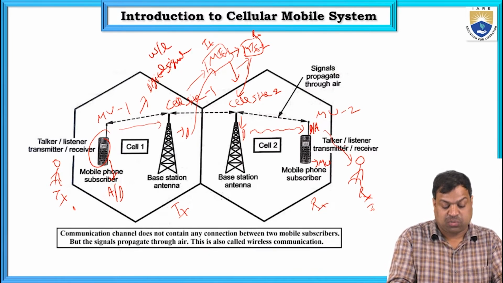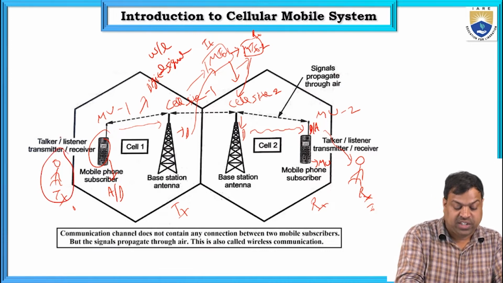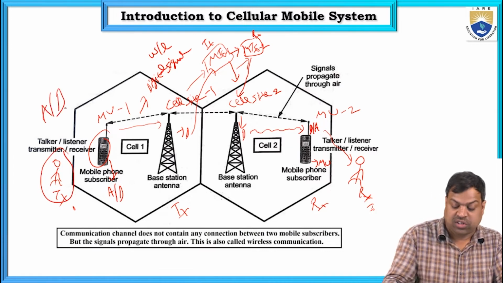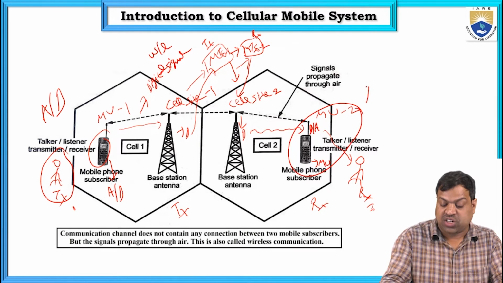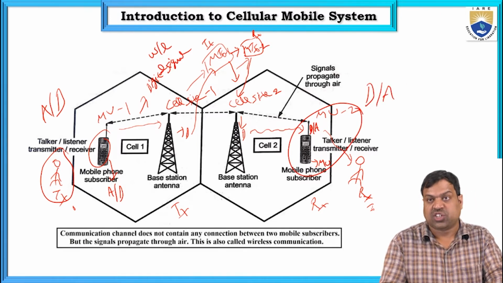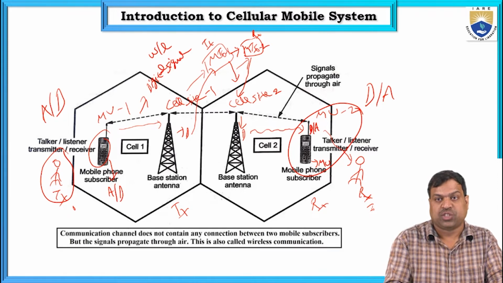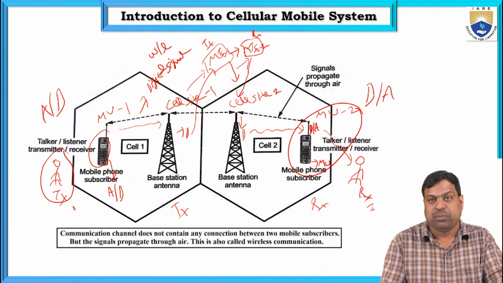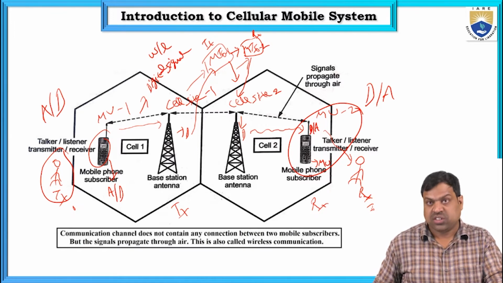So what is the process? At the transmitter side, analog to digital conversion is going on. At the receiver side, digital to analog conversion is going on. So it is analog to digital communication and digital to analog communication between the transmitter and the receiver. This is the main communication process of the cellular mobile unit.